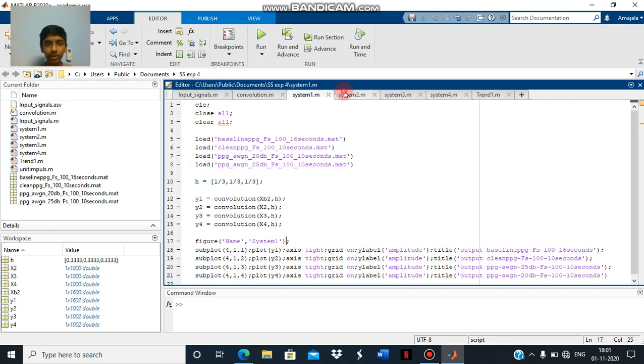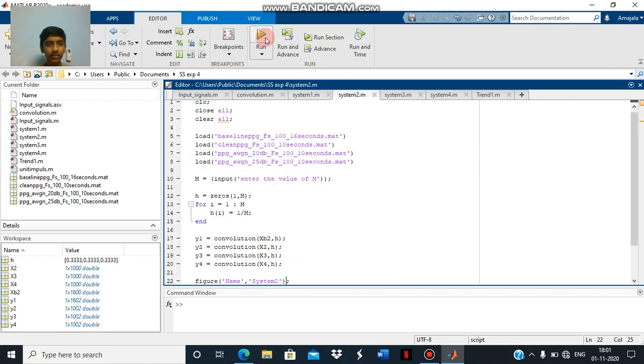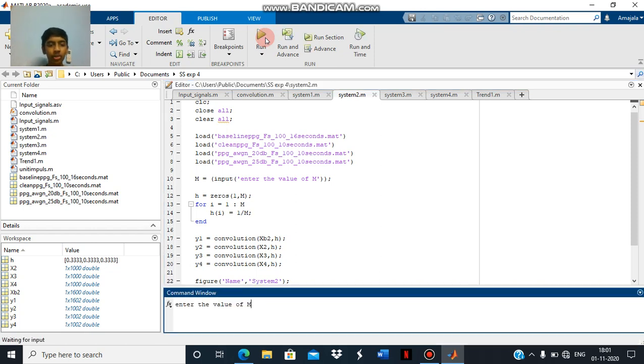Now for system 2. For system 2, as I said, we are given three values for the output, which depend on the value of m, as the impulse response changes with the value of m. Initially I am giving a value of m as 25.